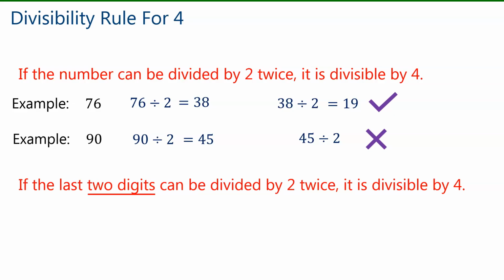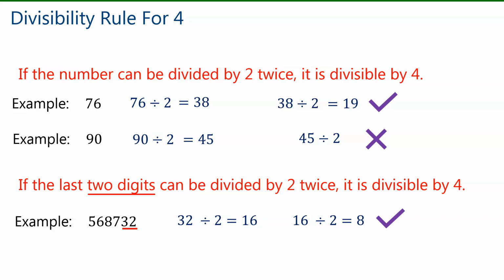Now that rule wouldn't make a difference for the above 2 examples of 76 and 90, seeing that they only had 2 digits, but if you had a large number like 568,732, well, this rule can come in handy. If we just focus on the last 2 digits, 32, we just have to see if that can be divided by 2 twice. So 32 divided by 2 is 16, and because 16 is even, that certainly can be divided by 2 again, which happens to be 8. So that is divisible by 4.